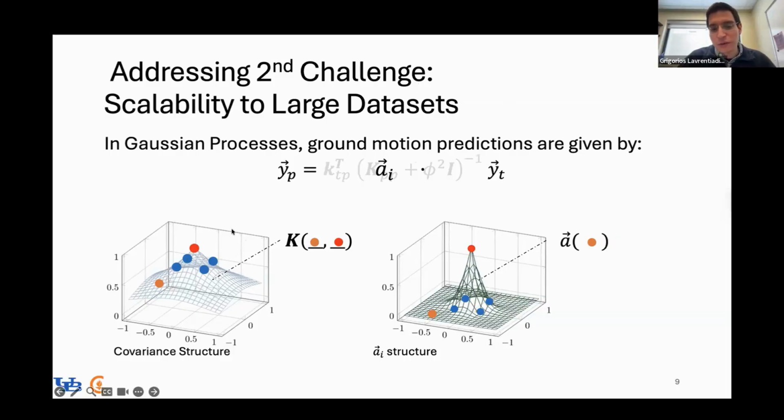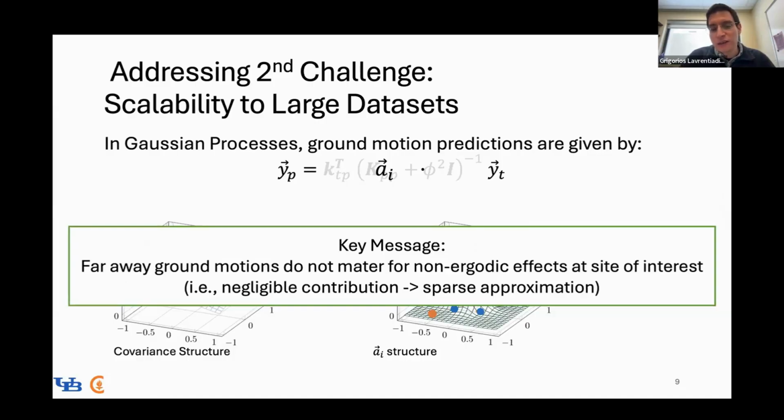Through our investigation, we found that these weights, alpha i, decay rapidly after we go through the first set of observations, if we want to make a prediction at some location in the center. And so that means that the remaining can be treated as zero. And that makes physical sense. Essentially, what it says is that when we try to predict ground motion, we only care about the ground motions around that region of interest and not what is happening further away, which we can simply discard.